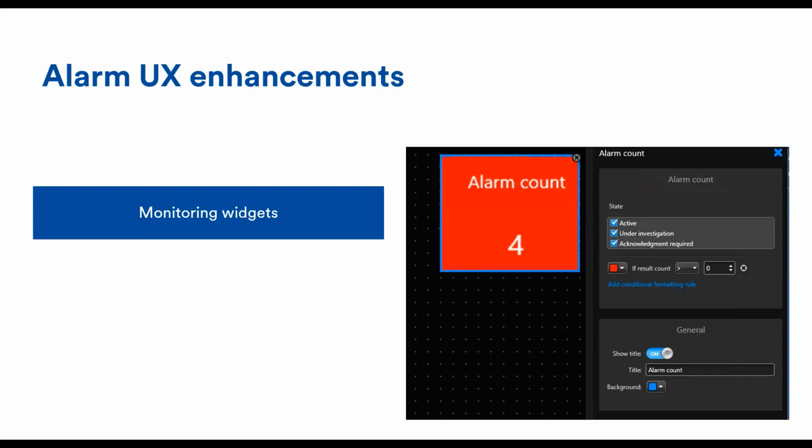The alarm count widget allows you to see how many alarms are active and under investigation or requiring acknowledgement. You can personalize it as you want. What's interesting is you can change the color based on certain thresholds, say turning to orange if more than 5 alarms are active and to red if more than 7 are active.